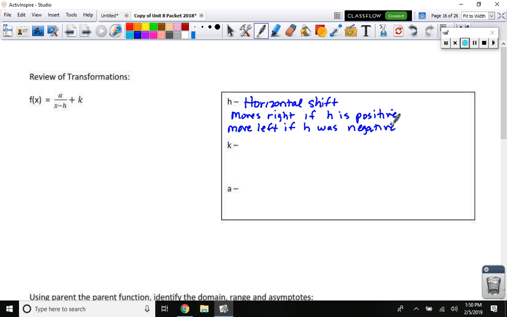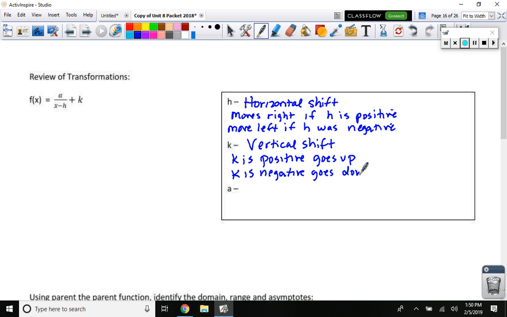Okay, what's k doing for us in terms of transformation? Vertical shift. And if k is positive, what's the graph doing? Goes up. K is negative, goes down. What's this number on top doing? A, dilating, right? It is a vertical stretch or compress.